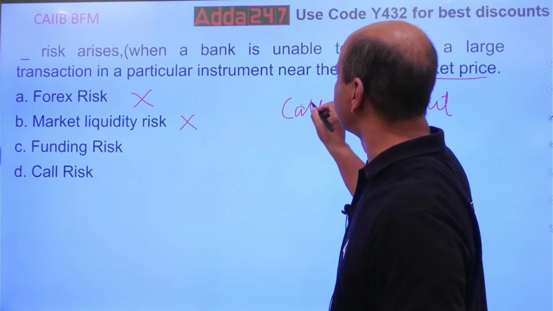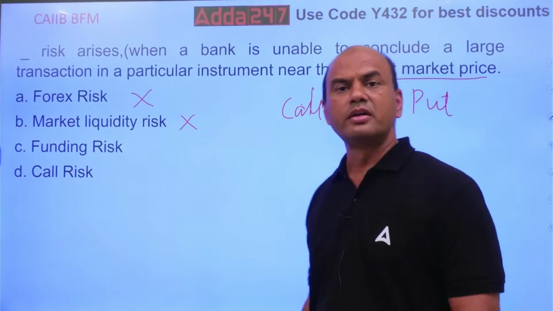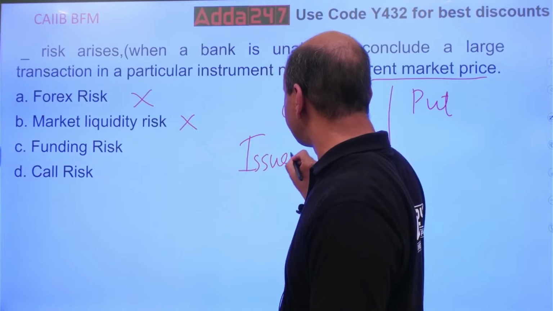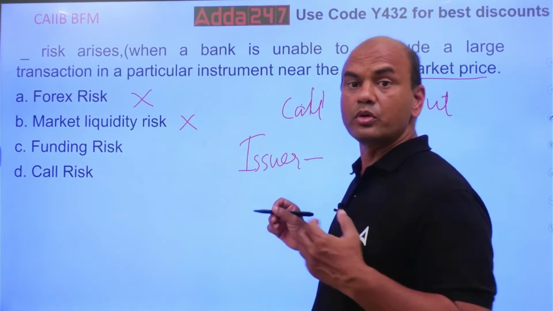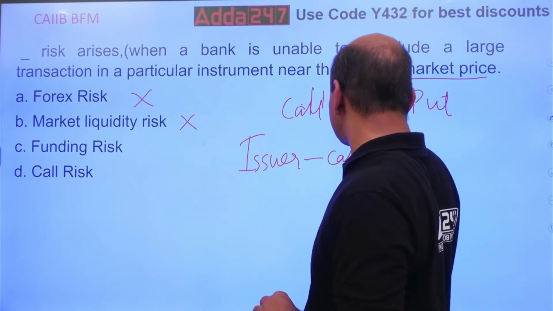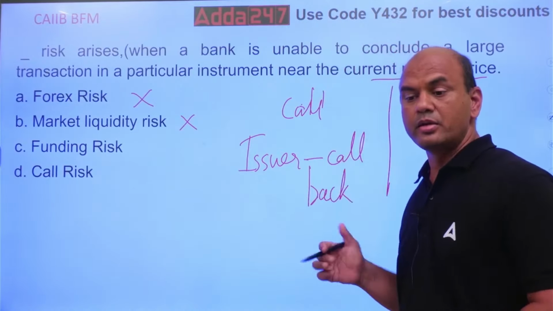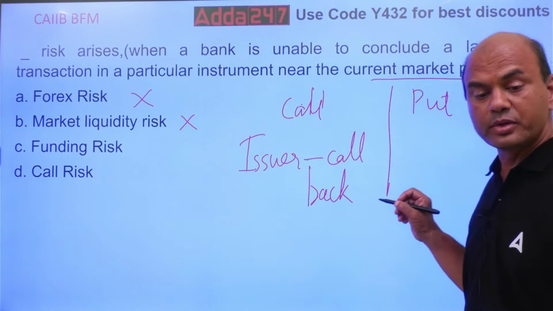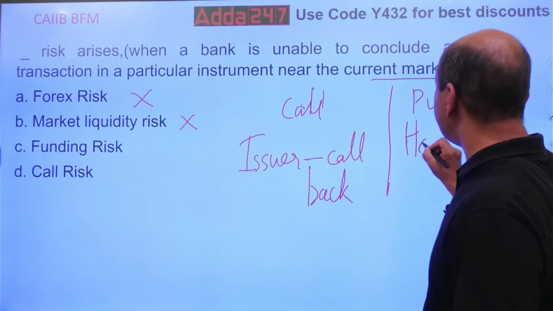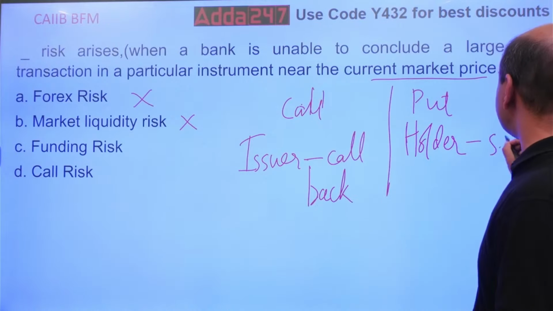Okay, call and put. In call risk, what happens? Call risk means the issuer of the bond, kindly note this, issuer of the bond can call back that bond anytime. Issuer can say that give me back my bond. Call back the bond. Okay, this is known as issuer's callback. Put means what? The holder of the bond. Holder means if I am holding the bond, then the holder of the bond can sell the bonds anytime. Sell.